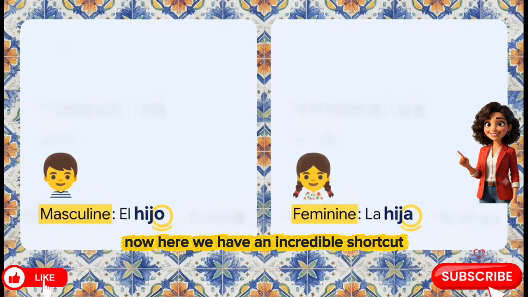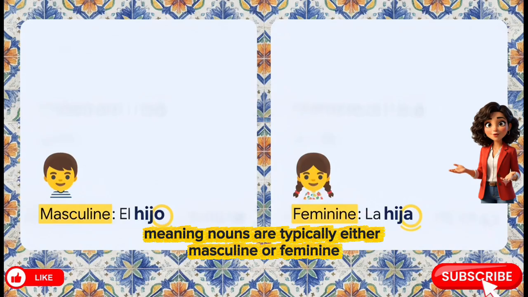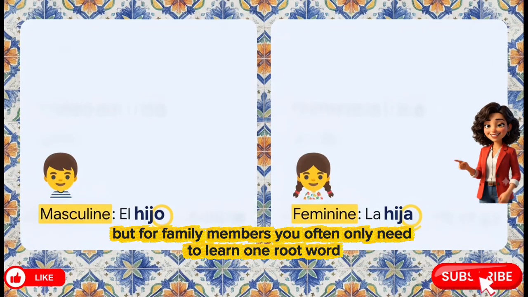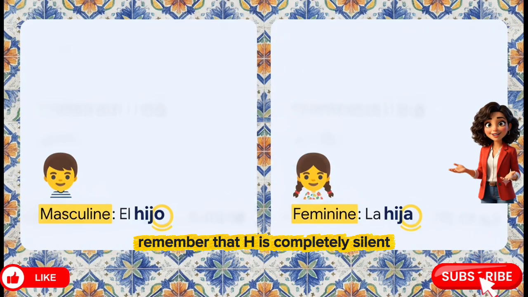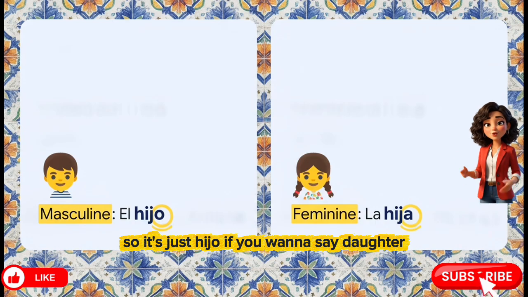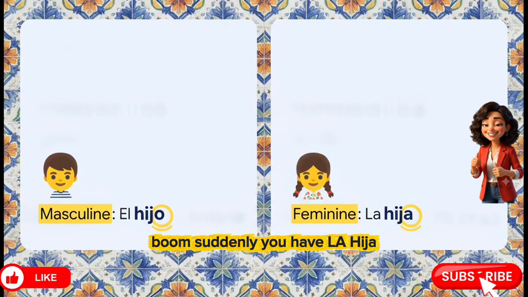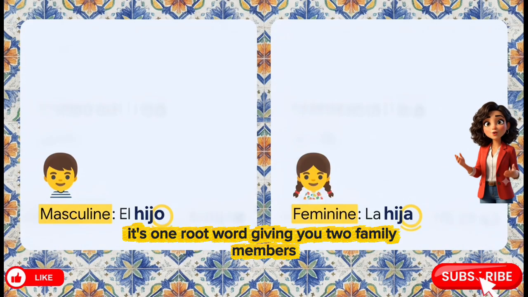Now, here we have an incredible shortcut. Spanish is a gendered language, meaning nouns are typically either masculine or feminine. But for family members, you often only need to learn one root word. Take the word for son, el hijo. Remember that H is completely silent, so it's just hijo. If you want to say daughter, you simply flip that terminal O to an A and change the article to la. Boom! Suddenly you have la hija. It's one root word giving you two family members.